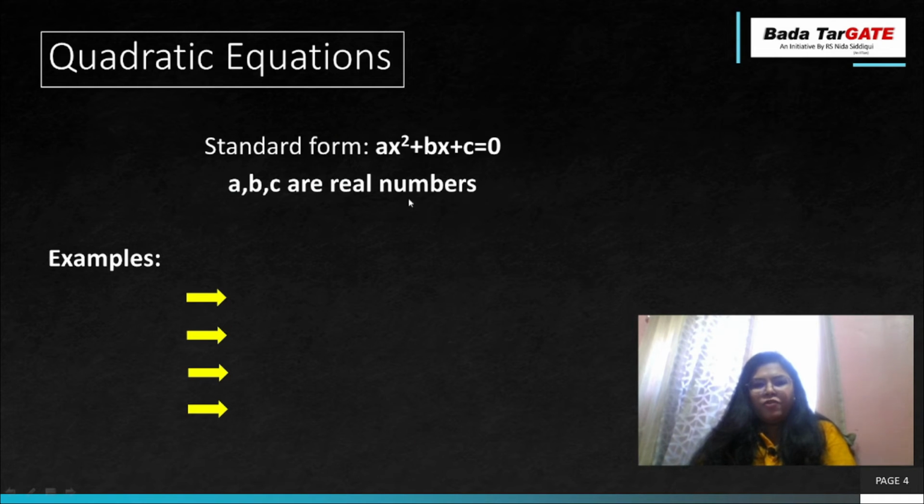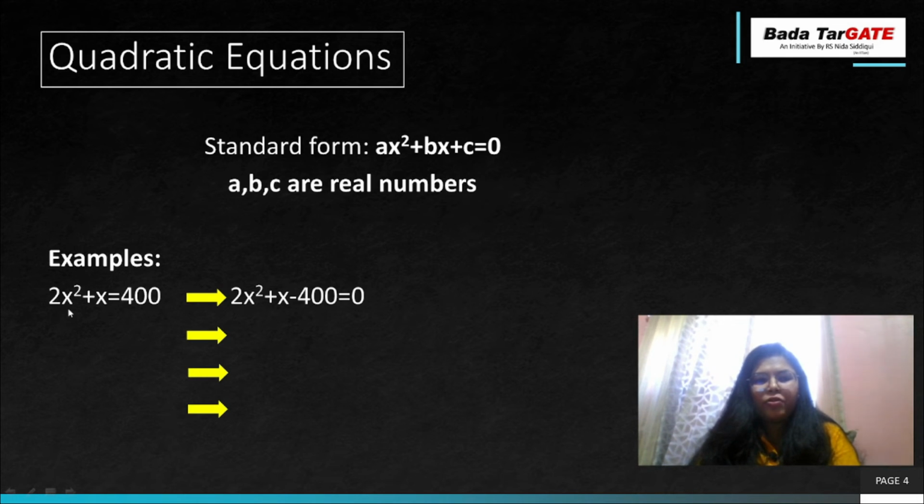The standard form I have shown you earlier, in which a, b, c are real numbers where a can't be 0. So I am giving you different examples. The first example is 2x square plus x is equal to 400. I have to make it in standard form, in which all the terms come over the left hand side and the right hand side is 0. So 400 comes towards the left hand side, that is 2x square plus x minus 400 equals 0. The second equation is 5x square is equal to 10x plus 1, in which if we move this term over here, it becomes the standard form.